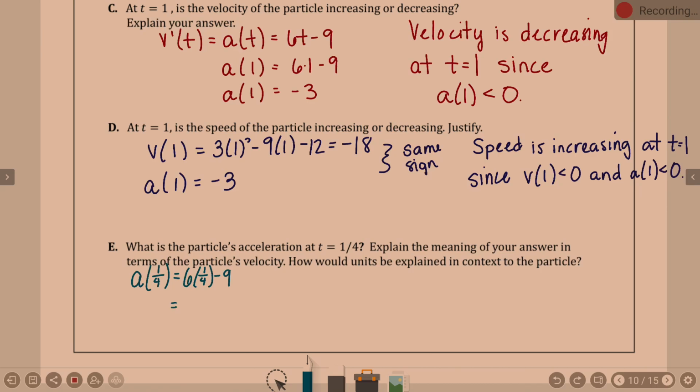My brain said, yeah, 1.5 minus 9, 15 halves. So -7.5 or 15 halves, either is good, unless they have a reason to get more specific. I have both in my notes. Okay. Explain the meaning of your answer in terms of the particle's velocity. So that's your acceleration.